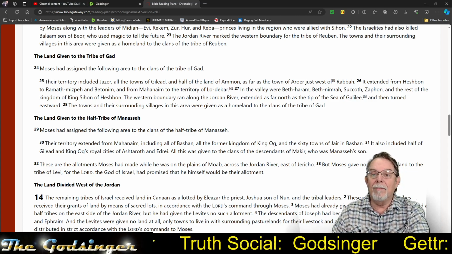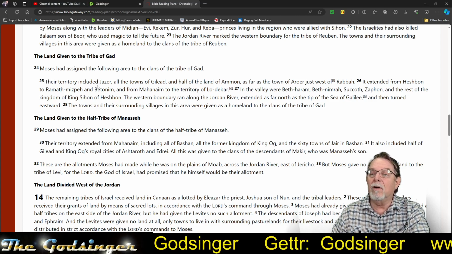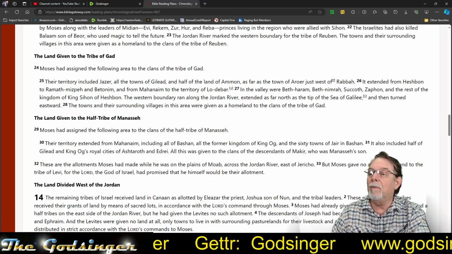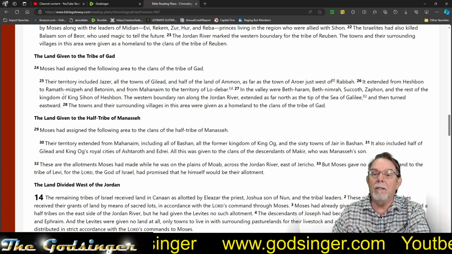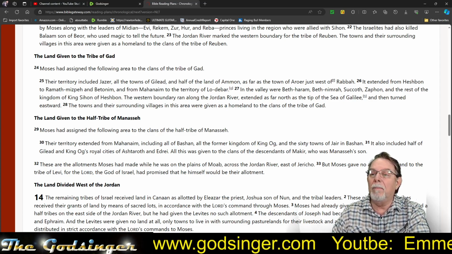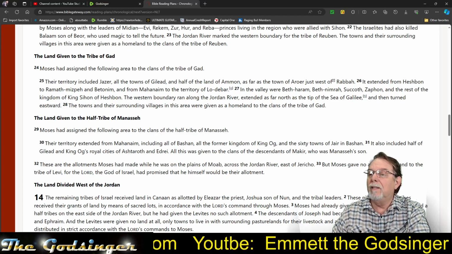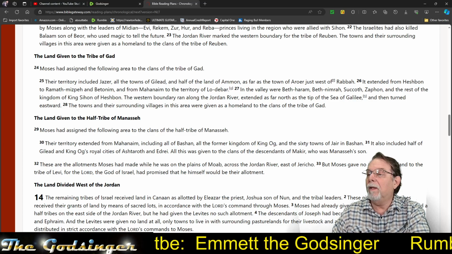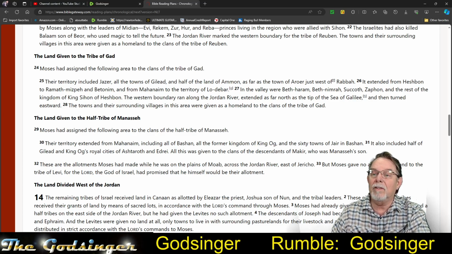The land given to the tribe of Gad. Moses had assigned the following area to the clans of the tribe of Gad: the territory of Jazer, all the towns of Gilead, and half the land of Ammon, as far as the town of Aroer, just west of Rabbah. It extended from Heshbon to Ramath Mizpah, Betonim, and Mahanaim, and the territory of Lo-debar. In the valley were Beth Haram, Beth Nimrah, Succoth, Zaphon, and the rest of the kingdom of Sihon of Heshbon.